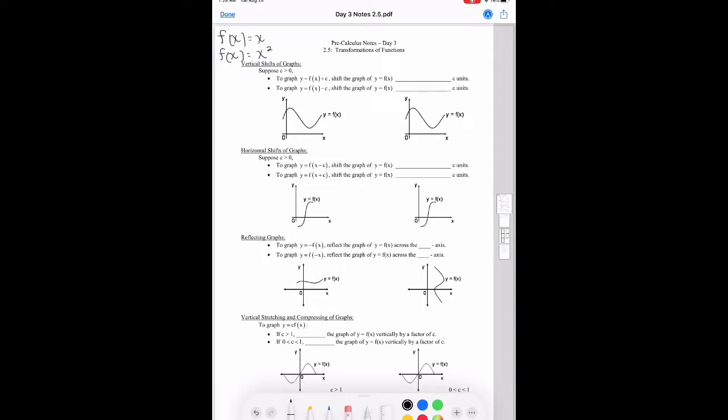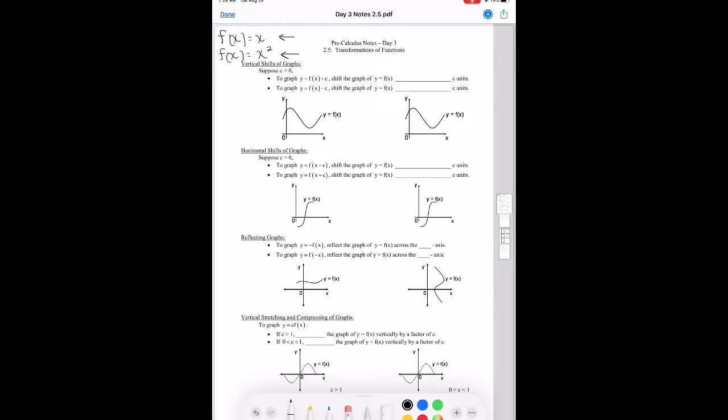So all functions come from a parent function, right? We can think of it as the original. Think of it like parents and kids. Kids all come from somewhere. So we start with the parent, and then those parents have their kids, and they look different and act a little different, but they still came from that original parent. It's the same thing with these functions. We have our parent function, and then we can use these transformations to make them look a little bit different, but they still came from the original parent function.